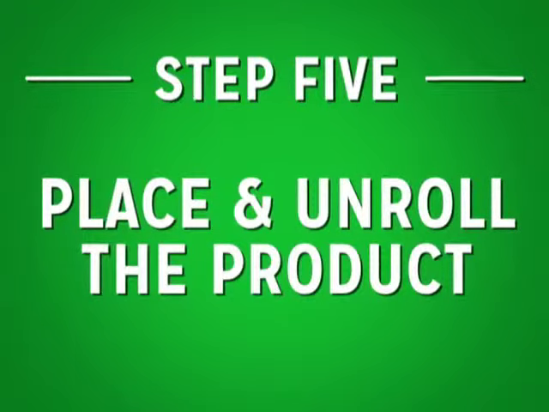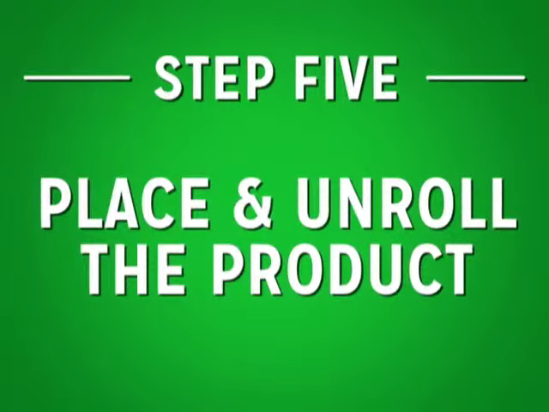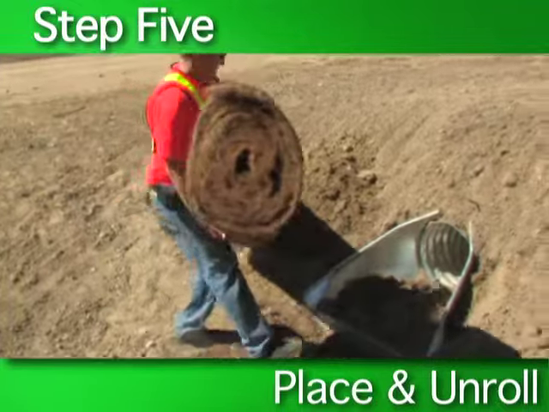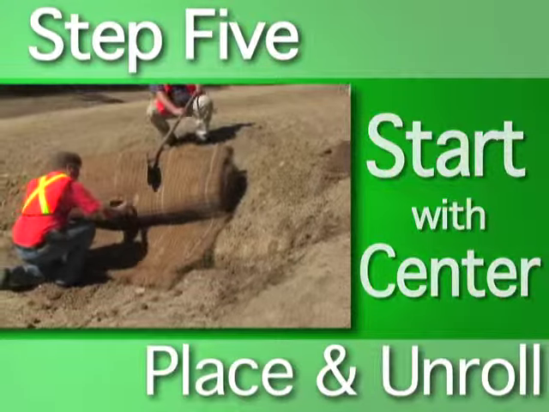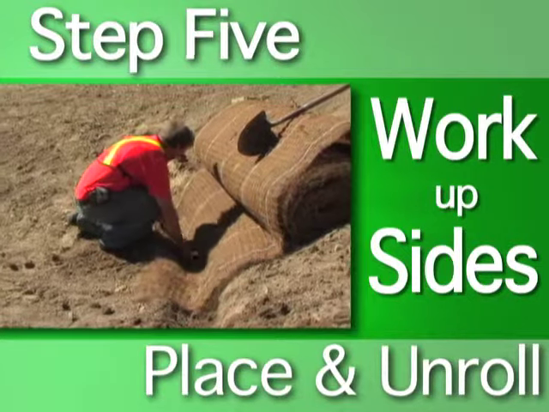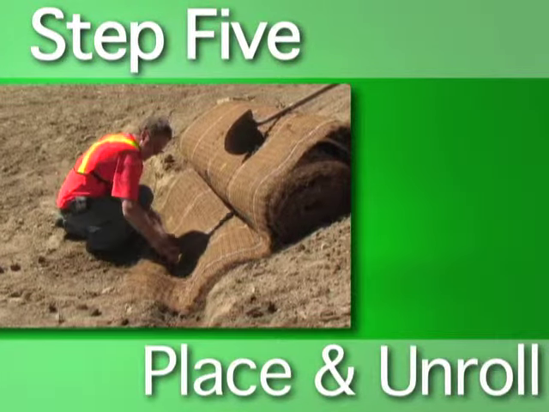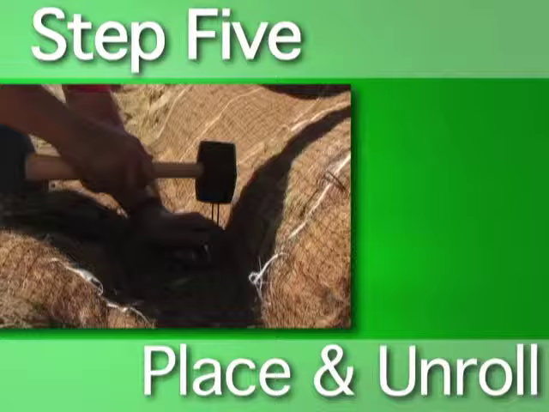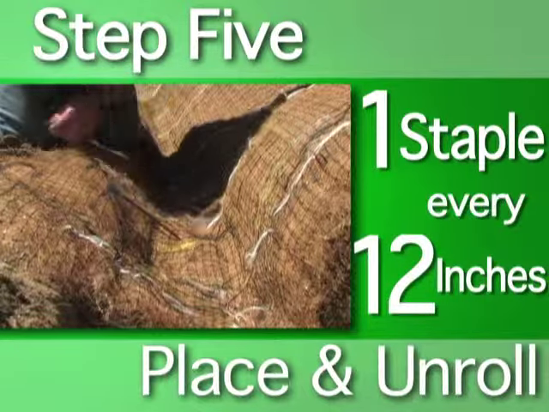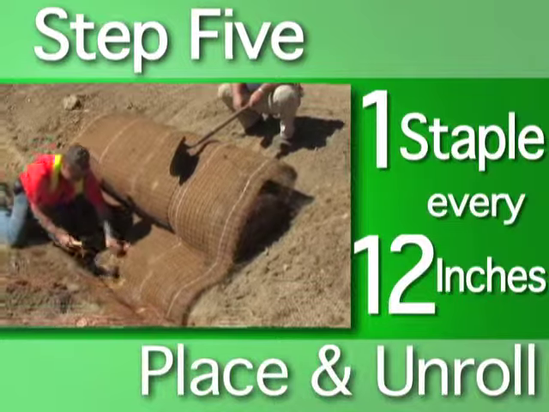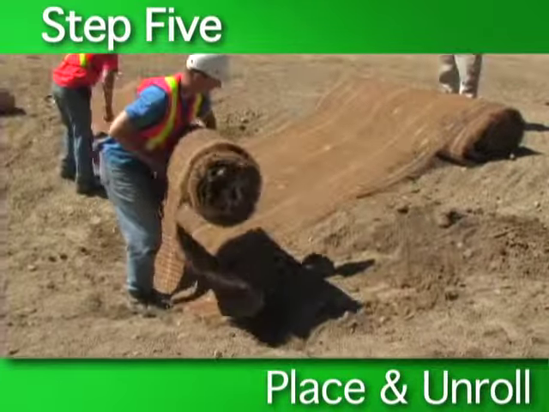Step 5. Place and unroll the product. When placing your rolled erosion control products in a channel, always start at the center of the channel bottom and work your way up the sides. Product placement should start 30 inches upstream of the anchor trench. Once the product is placed in the trench, securely staple the product to the bottom of the trench using a stapler stake every 12 inches.